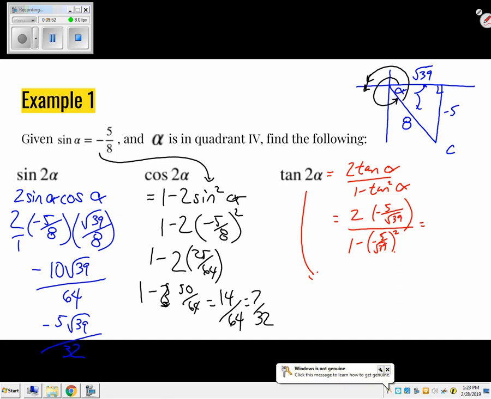Okay, so what we got on top here? Negative 10 over square root of 39. And on bottom, I'm going to go ahead and take a couple of turns to simplify that. So 1 minus, let's see, negative 5 squared is positive 25. Square root of 39 squared is 39. All my math look good on that? Awesome.